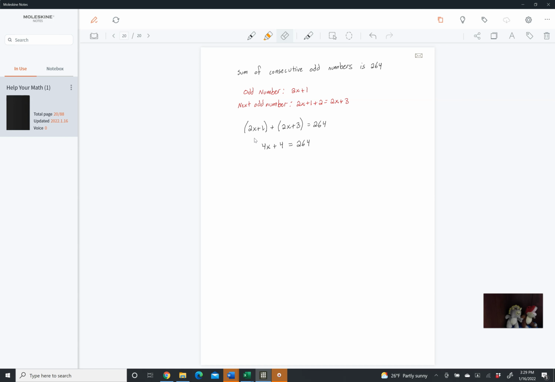We want to isolate x. So we're going to subtract 4 from both sides. This is the inverse operation. So we're adding 4 here, to get rid of it, on the left we subtract 4. And we're left with 4x is equal to 260.